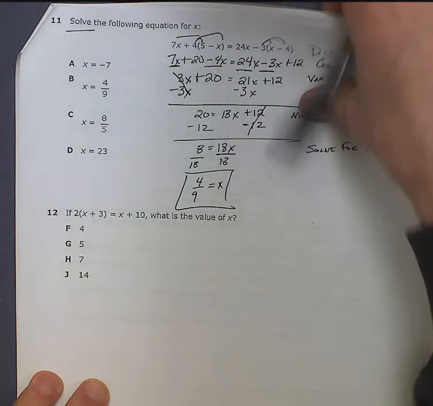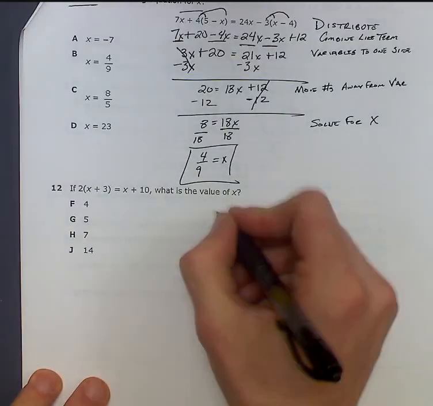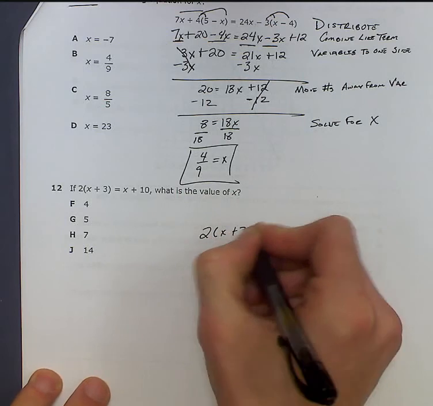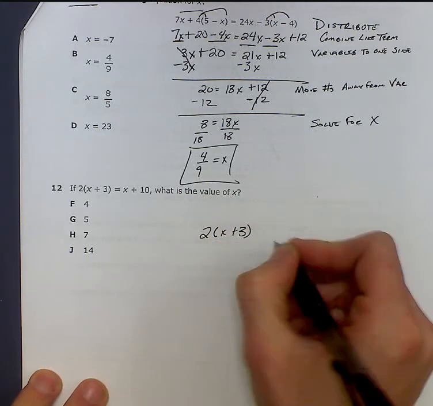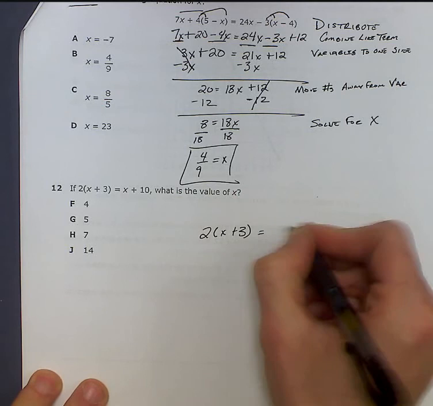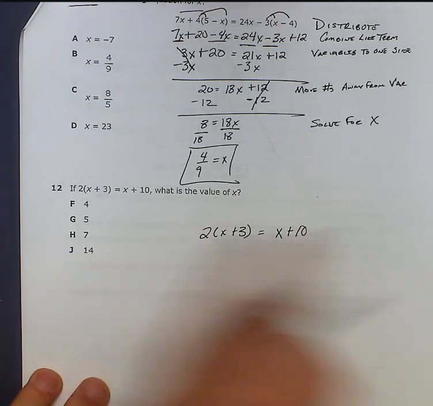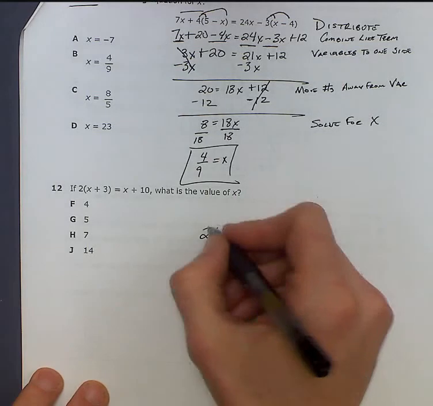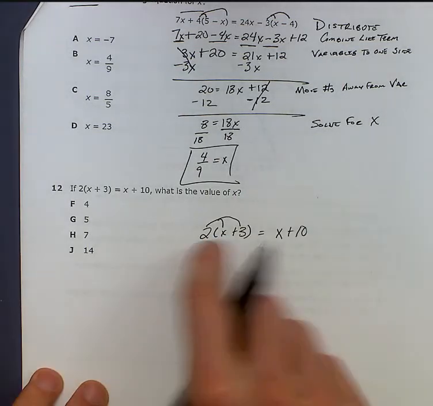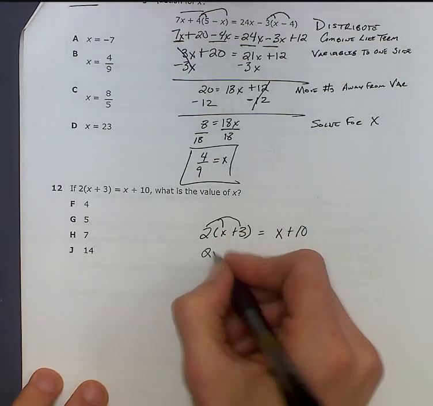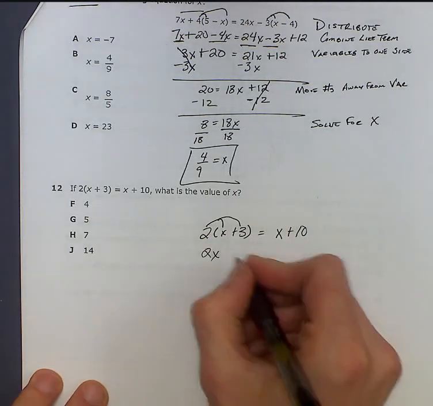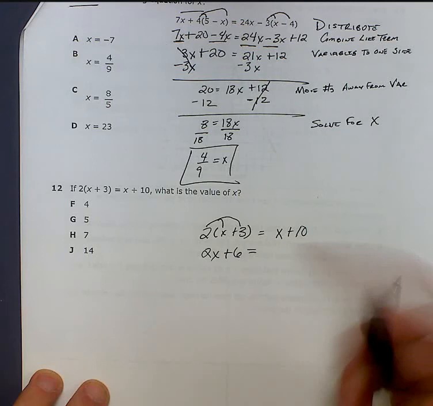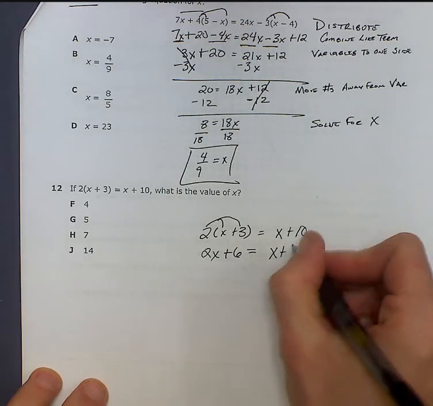Number 12 is the same type of problem. I'm going to rewrite it down here so I have more space to work out this problem. So 2 times x plus 3 is equal to x plus 10. Start off with the same process. I can't combine anything in my parentheses, so I'm going to distribute. And I'm going to distribute 2 to the x, which becomes 2x, and 2 to the 3, which becomes 6. So I have 2x plus 6 over here, and I have not done anything with the x plus 10, so I just bring it on down.